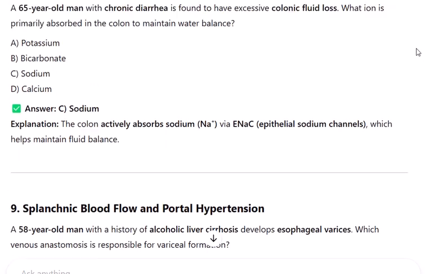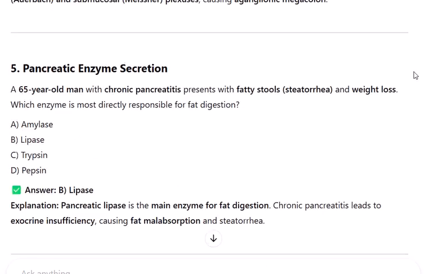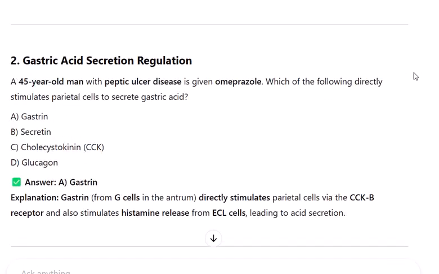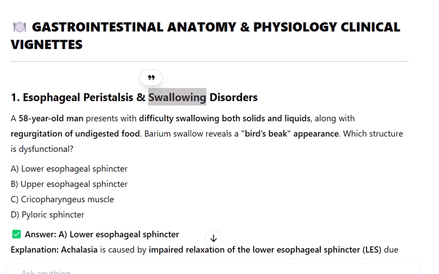Here are 10 Puerto Rico Medical Board-style clinical vignettes focused on gastrointestinal (GI) anatomy and physiology, with 4 answer choices and detailed explanations. Gastrointestinal anatomy and physiology clinical vignettes. 1. Esophageal peristalsis and swallowing disorders.